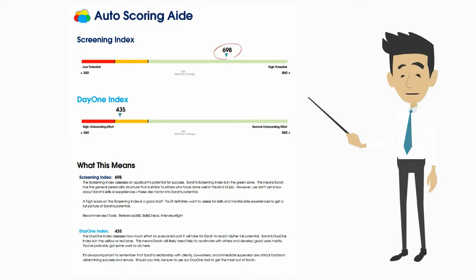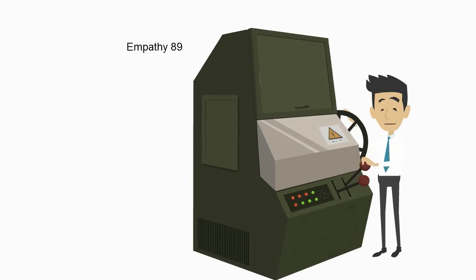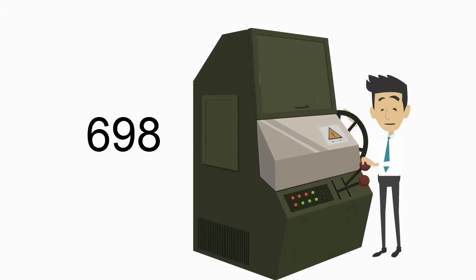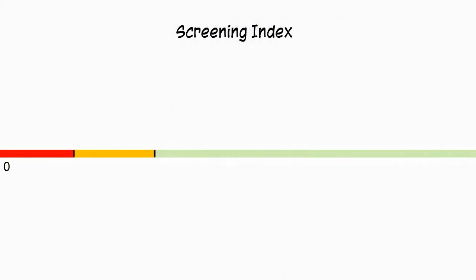Let's take a closer look at how the screening index is actually calculated. To calculate the screening index, the system looks at all of the work style traits of the applicant and then compares them to what is ideally needed in the specific job the person is applying to. All of those factors are calculated together, and the system gives you an overall screening index. Scores on the screening index range from 0 to 999. And in fact, the only way to actually get a 0 is if you produce an invalid profile.